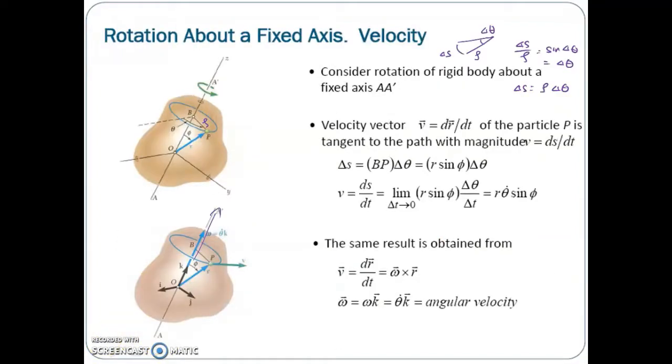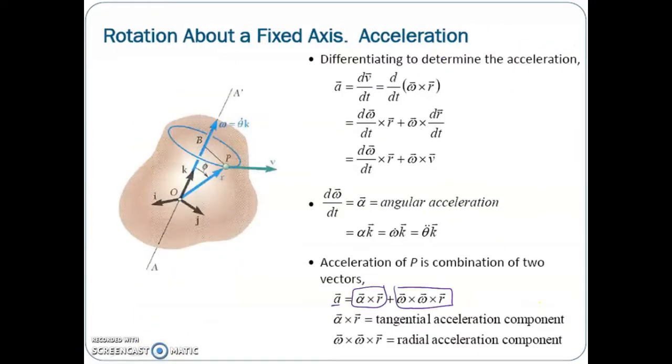When we look into a rotation about a fixed axis of a rigid body, we also derived that when it is rotated about a fixed axis, the velocity equals omega, which is the angular velocity, crossed with the position vector r. So the magnitude is v equals r omega, where omega is the angular velocity.